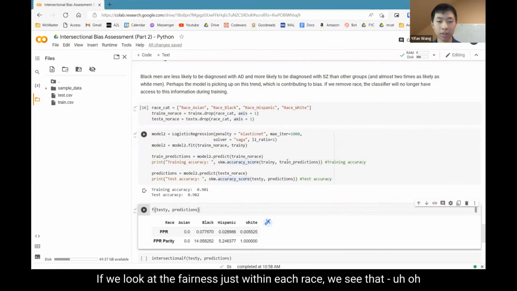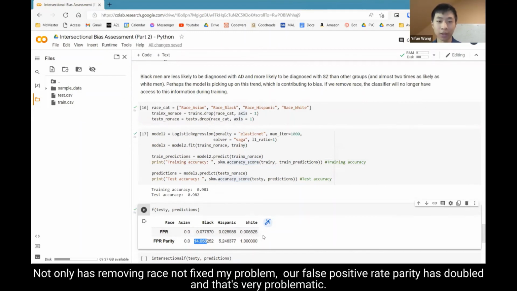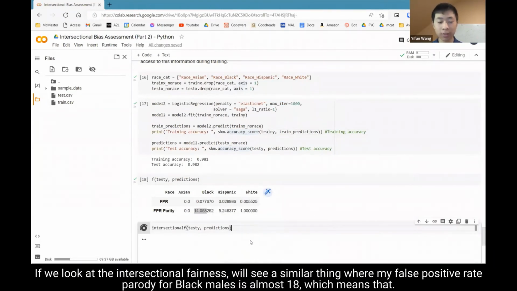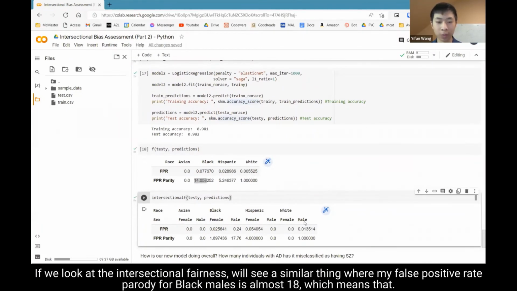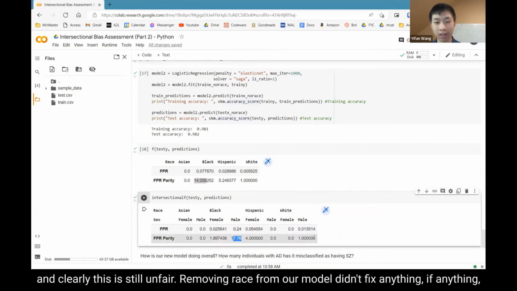If we look at the fairness just within each race, we see that our false positive rate parity for Black populations has increased to 14 times that of white populations. So not only has removing race not fixed my problem, our false positive rate parity has doubled, and that's very problematic. If we look at our intersectional fairness, we'll see a similar thing where my false positive rate parity for Black males is almost 18, which means that Black males are being misdiagnosed with schizophrenia at an 18 times higher rate than our white males. And clearly, this is still unfair.